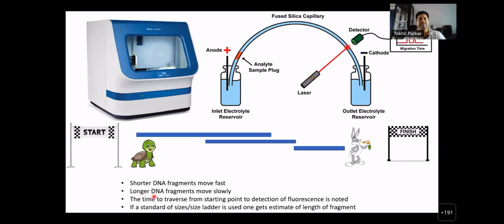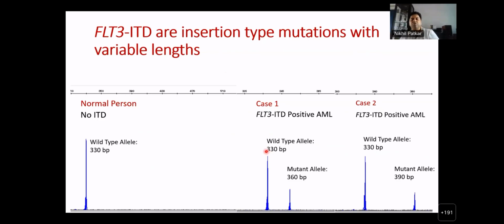And since the time that is required from the starting point to this point is noted, and if you use a ladder that is basically a known standard of different DNA sizes, you can then estimate the size of the DNA that has moved across based on the time it took to move from point A to point B. So based on this, you can detect different FLT3 internal tandem duplications. In a normal person, there is no FLT3 ITD, you have a wild type allele here. And this is an example where you can have a wild type allele with a 360 base pair, that means a 30 base pair insertion, or a 60 base pair insertion in a different case of FLT3 mutated AML.